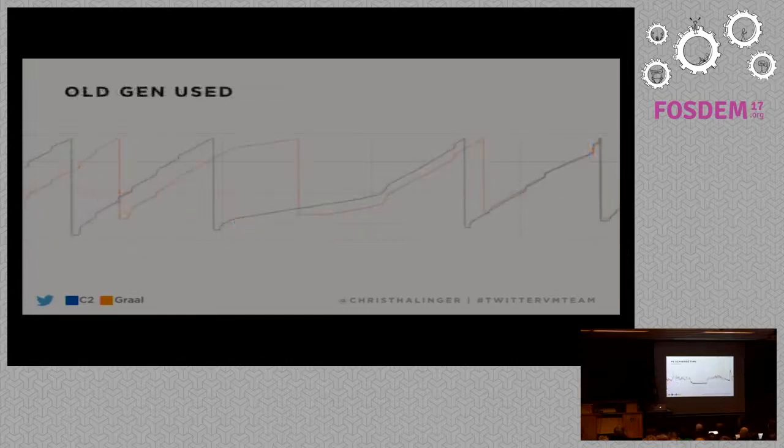This is the old gen. We have 1, 2, 3, 4 cycles in a day. The interesting part here is this. The old occupancy when you run Graal is higher. It's because Graal is a Java program, right? It has state. And so this is the state of Java basic, the state of Graal.